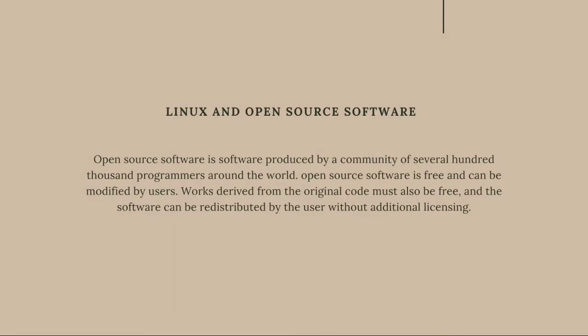Open source software is software produced by a community of several 100,000 programmers around the world. Open source software is free and can be modified by users. Works derived from the original code must also be free, and the software can be redistributed by the user without additional licensing. Open source software is by definition not restricted to any specific operating system or hardware technology, although most open source software is currently based on a Linux or Unix operating system.